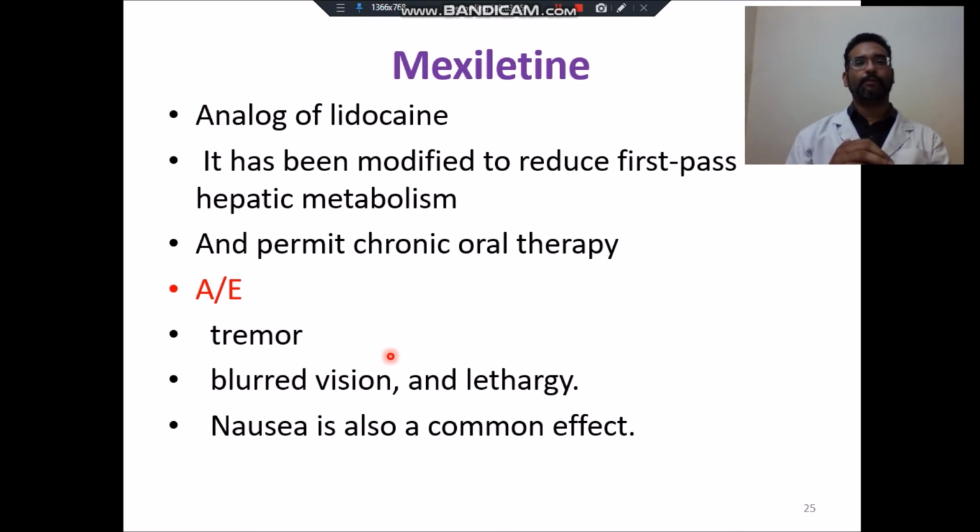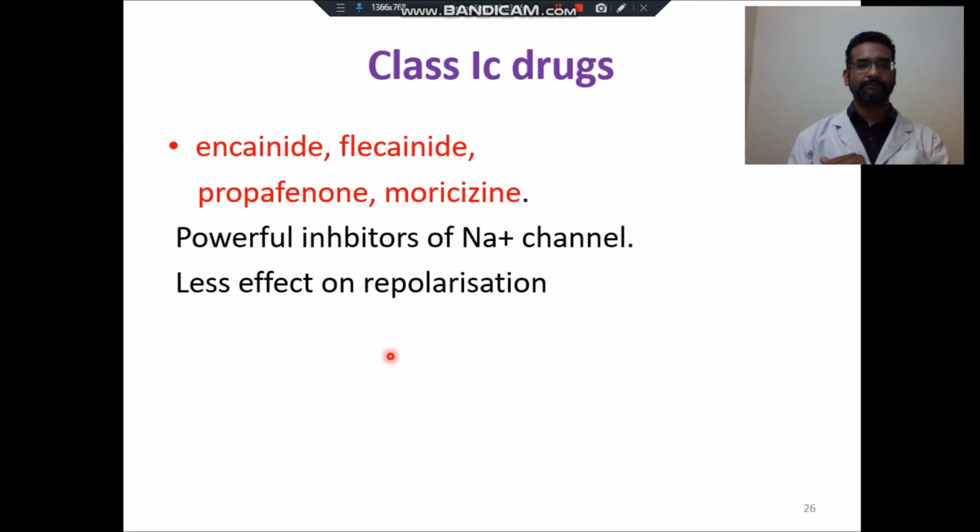Next drug in the 1B is mexiletine. It's a lignocaine analog. It has been modified to reduce the first pass metabolism. So we can use a smaller dose. If we can use a smaller dose, naturally the side effects will also decrease. And also you can give the drug orally. Mexiletine causes tremors, blurred vision, lethargy, and nausea.